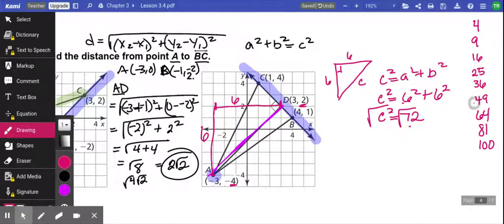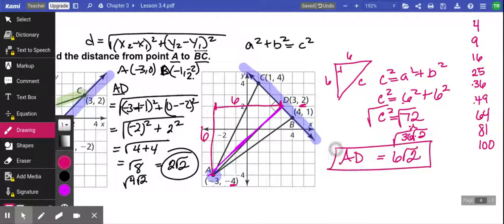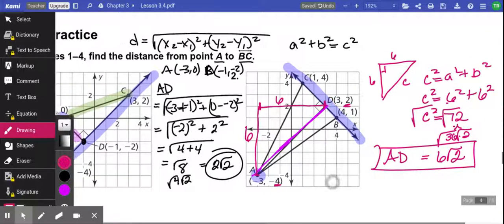So 49. Does 49 go into 72? No. Does 36 go into 72? Why, yes, it does. 72 is 36 times 2. Square root of 36 is 6, so 6 square roots of 2. This is the length of AD. Pythagorean theorem. Okay.